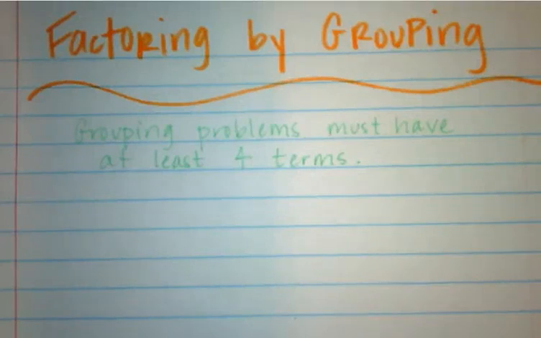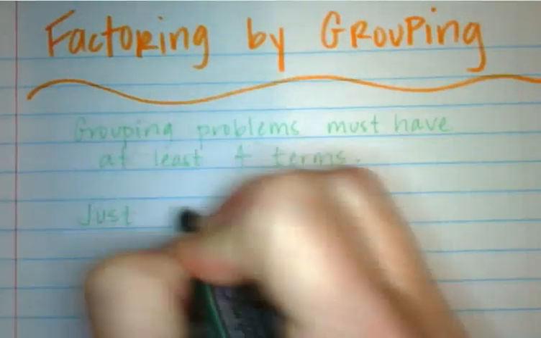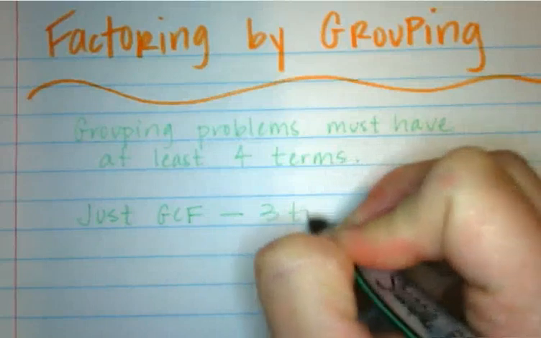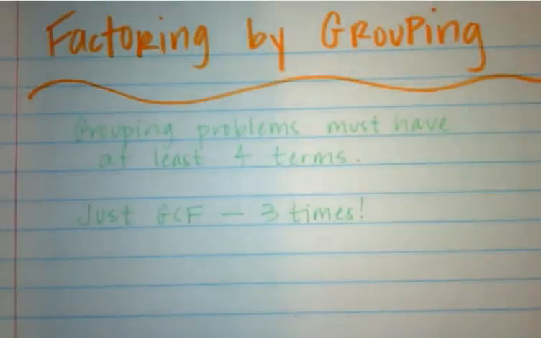Grouping is a different way of factoring, and what's going to end up happening is we're basically just doing GCF. It's actually GCF 3 times. Alright, so let's start off with our first example.